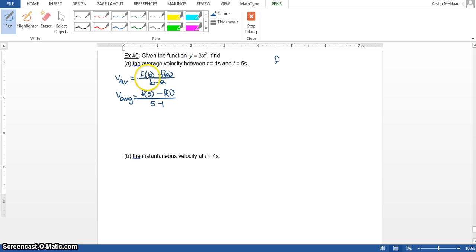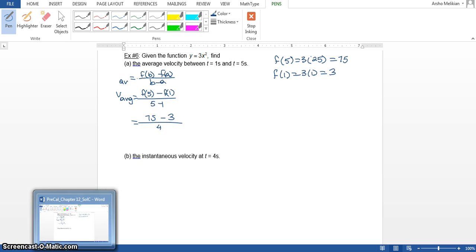So let's see what f of 5 is. It's 3 times 25, 75. And you're not given specific units for the position here, so you can omit units at this point. f of 1 is 3 times 1, 3. So basically, this object was at a position of 75 at 5 seconds, and at 1 second it was 3. So it went from a distance of 3 to 75 in 4 seconds. So this is going to be 75 minus 3 over 4.